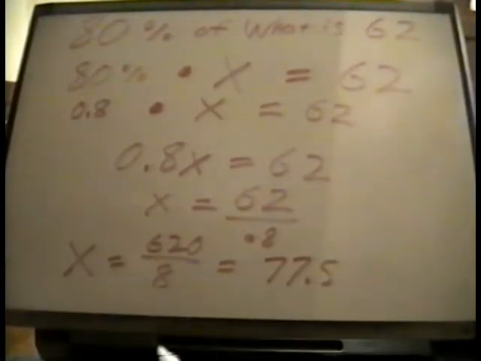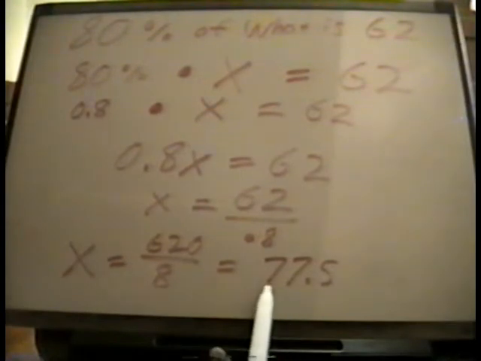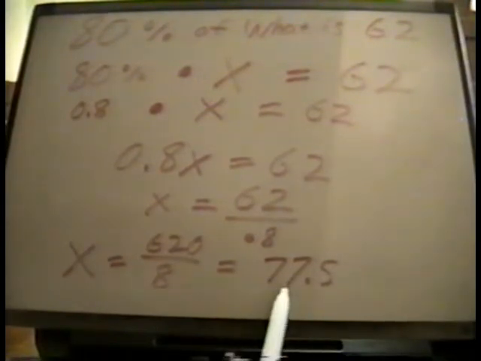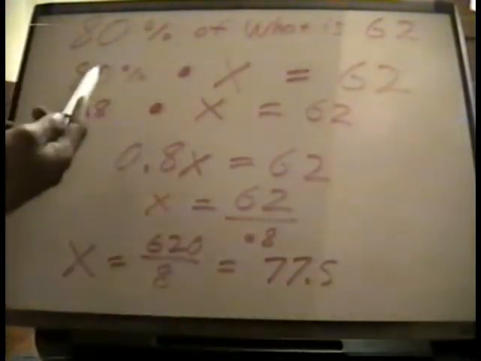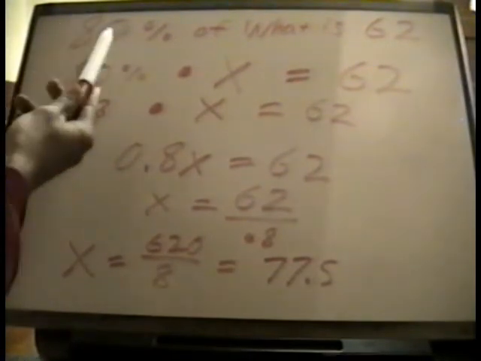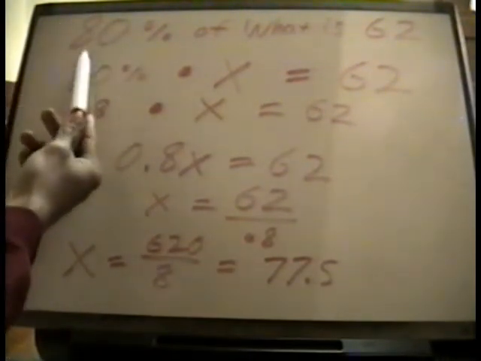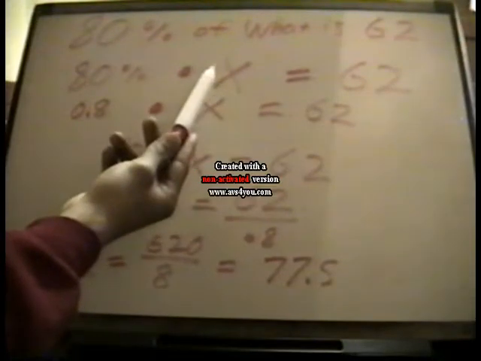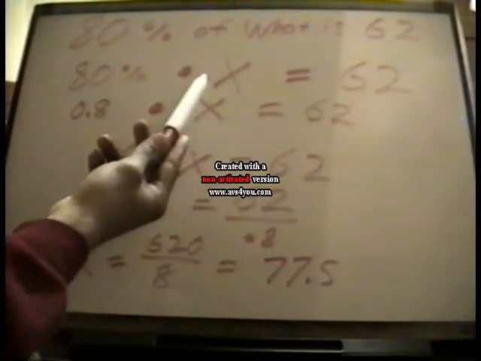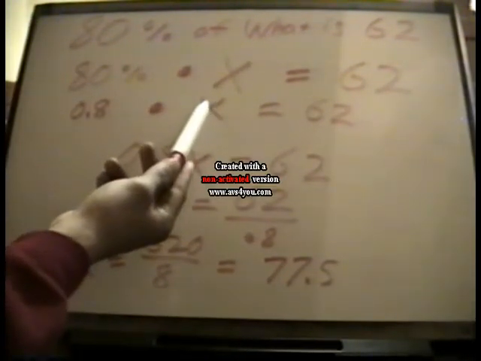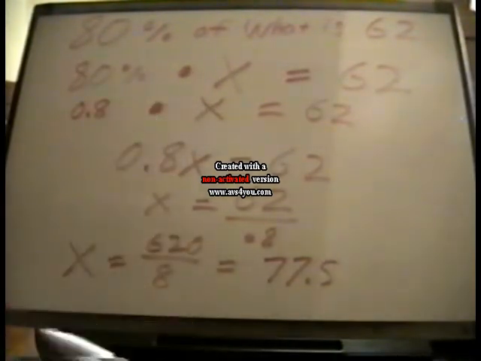Now here, this is our answer. We're not converting this to a percent. Don't forget, we start off already knowing what our percentage is. We know that we're finding 80% of what. Here, what simply means x doesn't represent a percent, but only represents a number. So this here is our final answer.